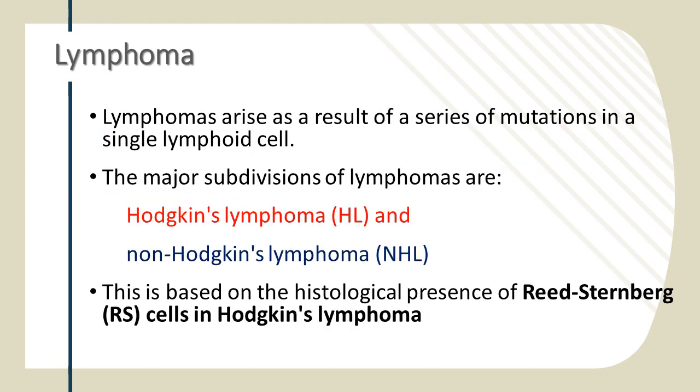It is said that lymphomas arise as a result of a series of mutations in a single lymphoid cell. The major subdivisions of lymphomas are first Hodgkin's lymphoma and secondly non-Hodgkin's lymphoma. This is based on the histological presence of Reed-Sternberg cells in Hodgkin's lymphoma. We will discuss the characteristic features of such cells in the coming slides.